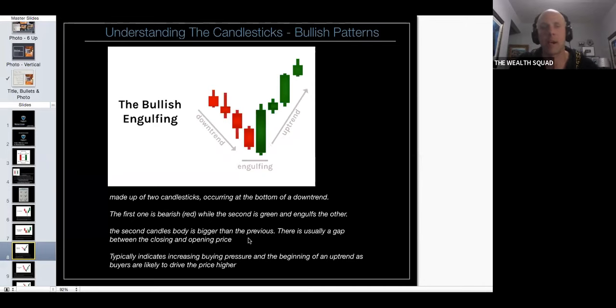So this becomes your confirmation that this is going to signal an uptrend, right? The second candle's body is bigger than the previous, and there's usually a gap between the closing and the opening price, right? You can see this tiny gap here, and you can see these gaps on either side. This indicates that there's increased buying pressure, and it's the beginning of an uptrend as the buyers are likely to drive the price higher. So these are really strong indicators of really strong uptrends anytime that you see these candles. And we'll go over the bearish engulfing candle on the flip side of that.